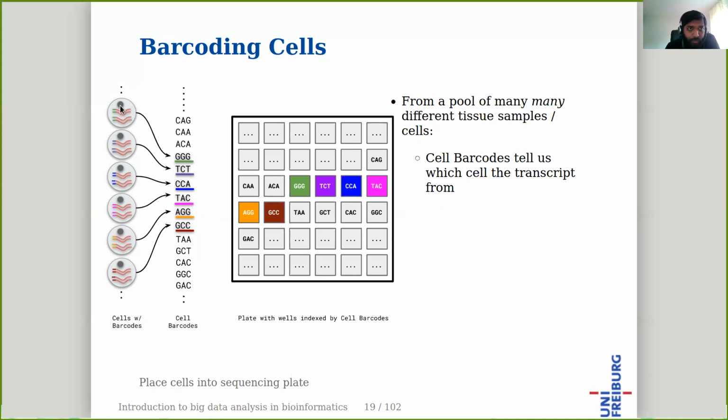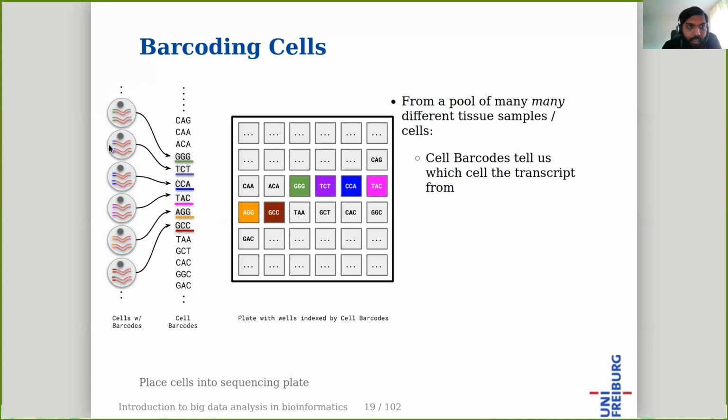Let's just take an example here. We have exactly the same red transcript present in all of these cells. When we sequence all of them together, there's no way that we can distinguish, because all of them produce exactly the same sequence, the same read in the end. And there is no way to distinguish which read is coming from which cell.